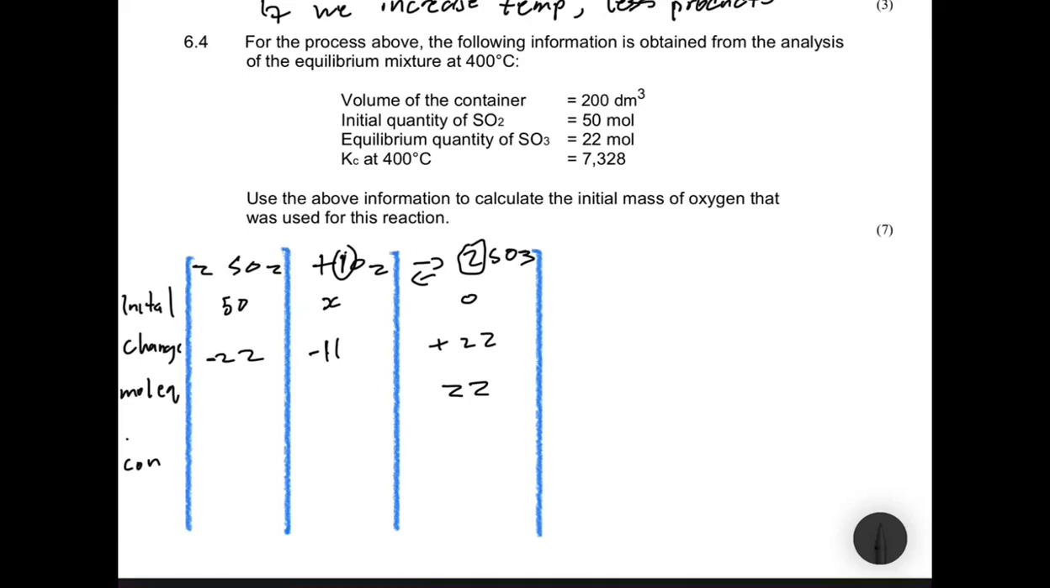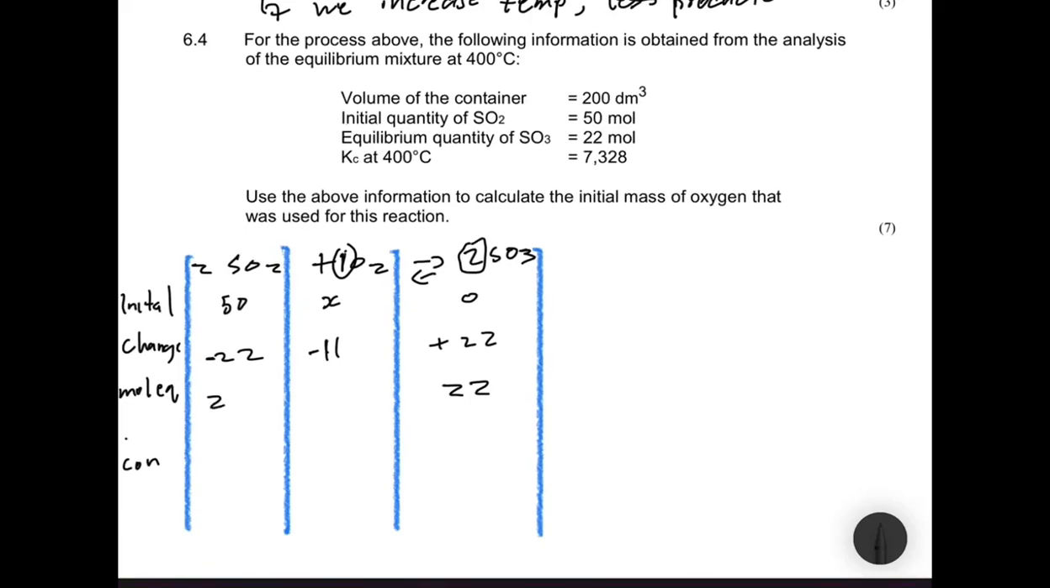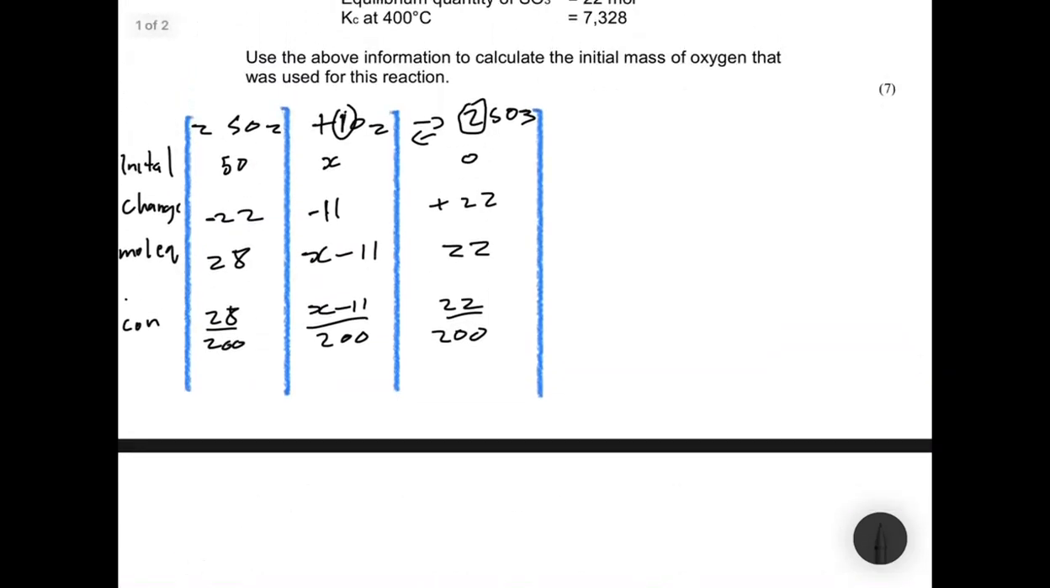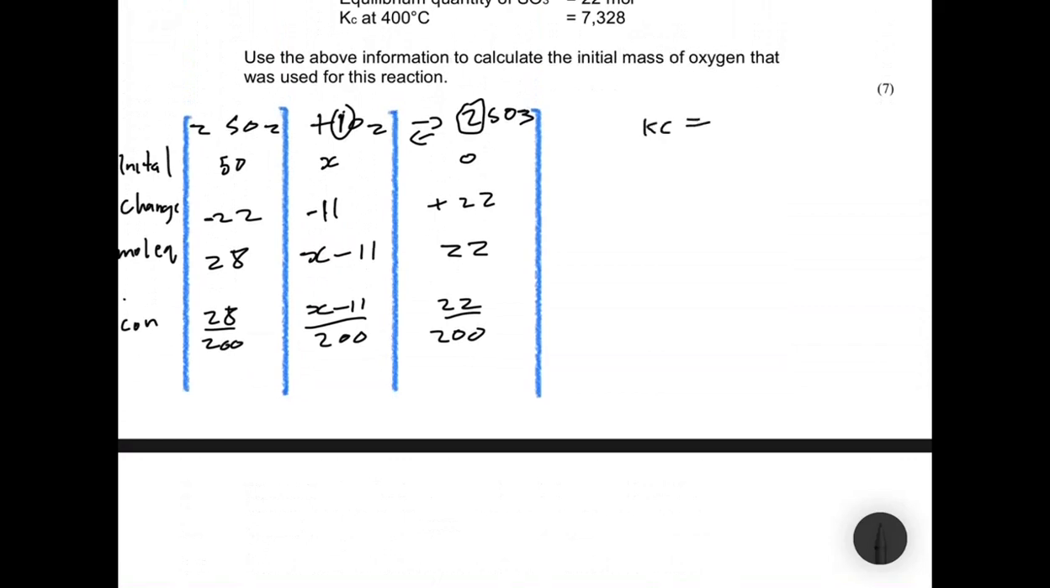So what is 50 minus 22? That is 28. And then what is x minus 11? X minus 11. And then now the concentration at equilibrium, right? So we divide by a volume of 200 decimeter cube. So we have 28 divided by 200, x minus 11 divided by 200, and then we have 22 divided by 200.